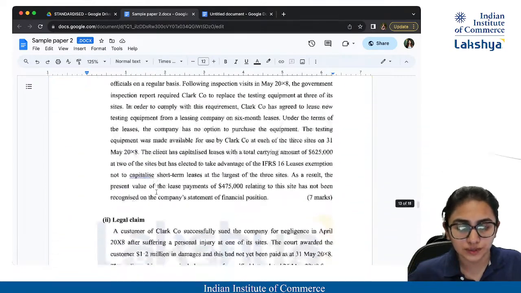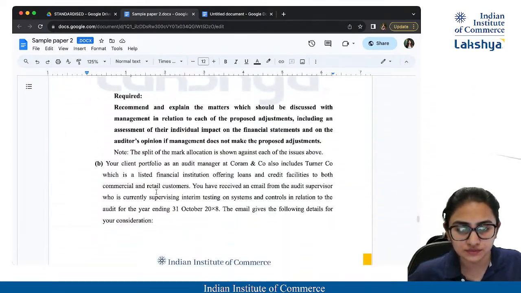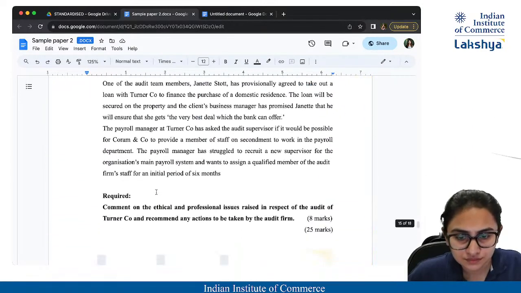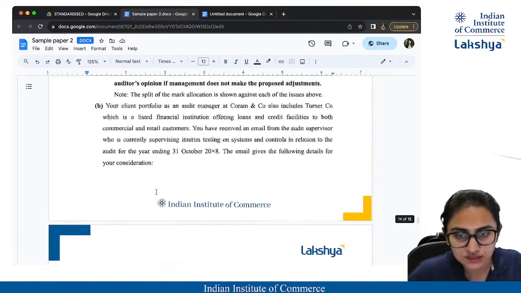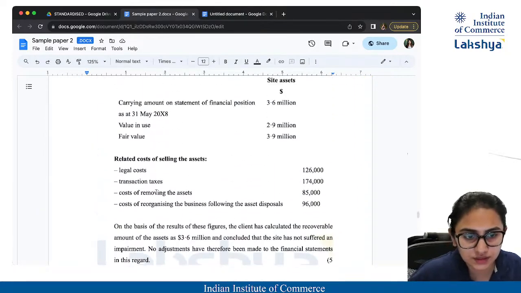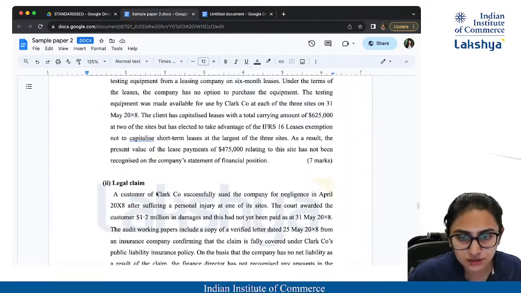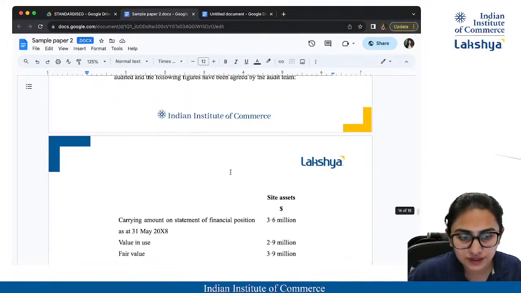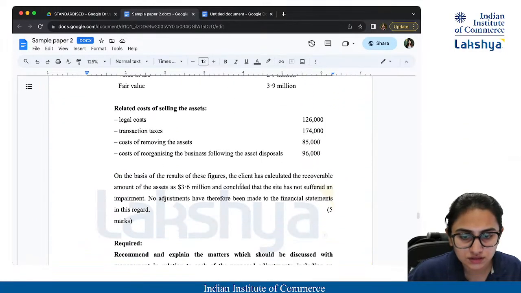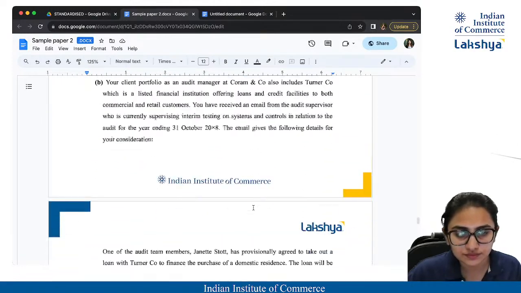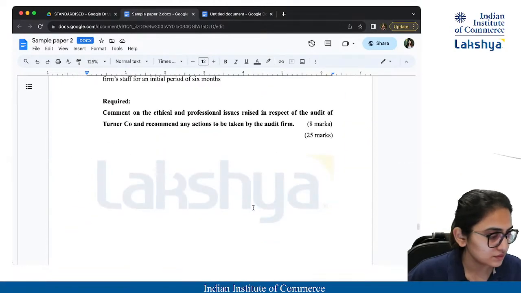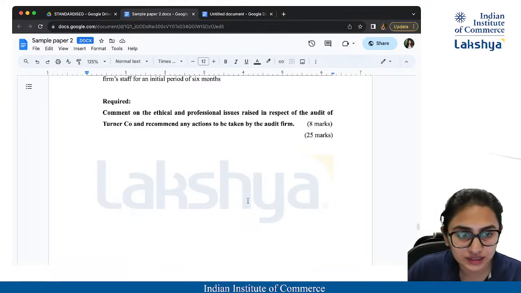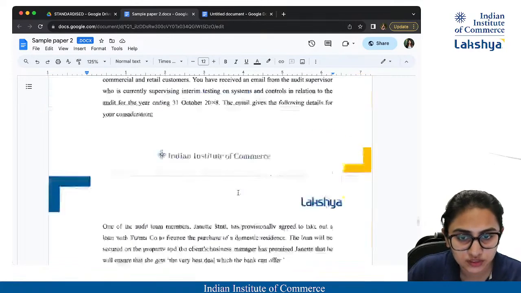So you read the requirement first. This is for 8 marks, and this requirement is split into 7, 5 and 5 marks. So 17 marks is requirement A and 8 marks is requirement B. So let's do requirement A.